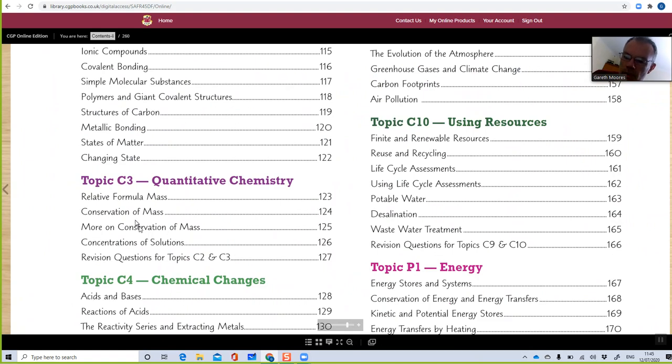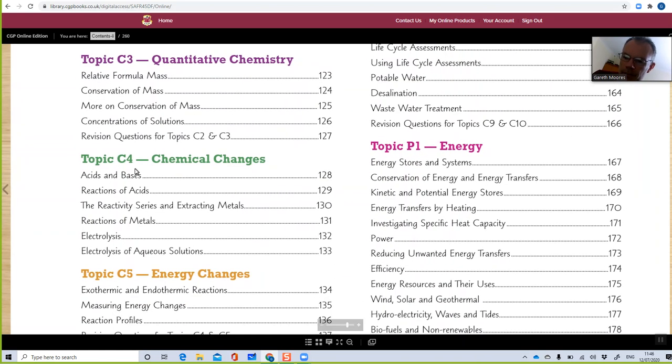So C3 is quantitative chemistry. You did this with me before Christmas. Relative formula mass, conservation of mass, concentration of solutions. Remember, we made up different strength cups of coffee, and then we did C4 acids and bases, and we learnt about the different names of acids and what was going on there. And then we went through to reactions of metals, reactivity series, electrolysis.